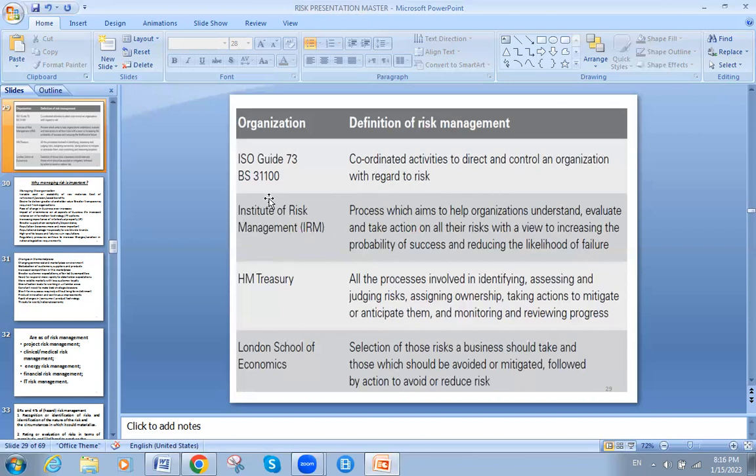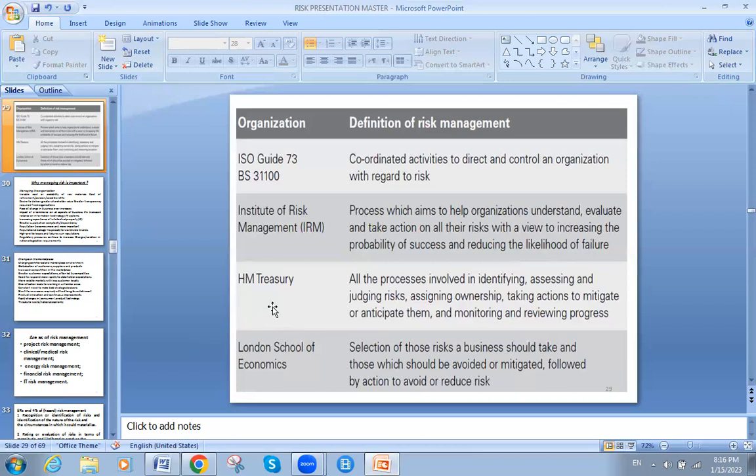The Institute of Risk Management is defining the risk by the process which aims to help organizations understand, evaluate, and take actions on all their risks with a view to increasing the probability of success and reducing the likelihood of failure. The likelihood here means the probability of failure.